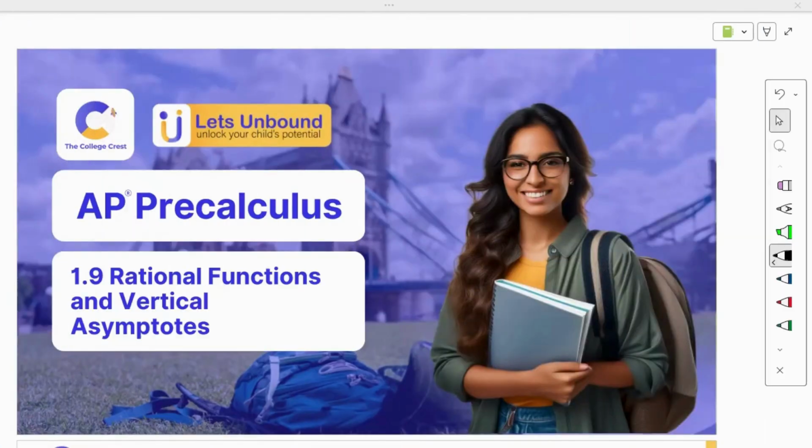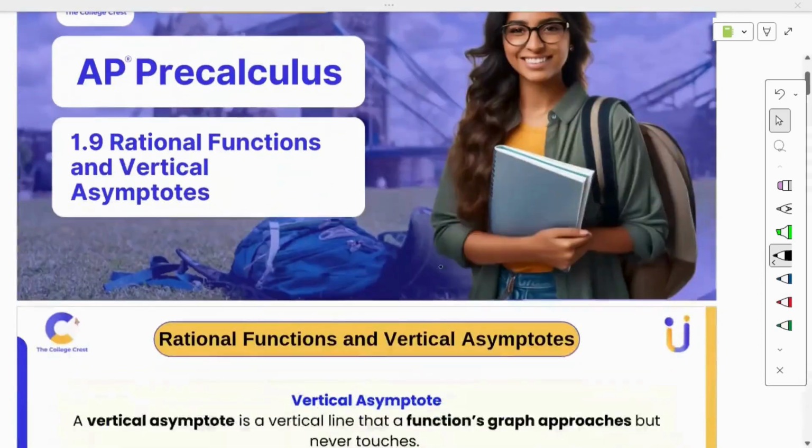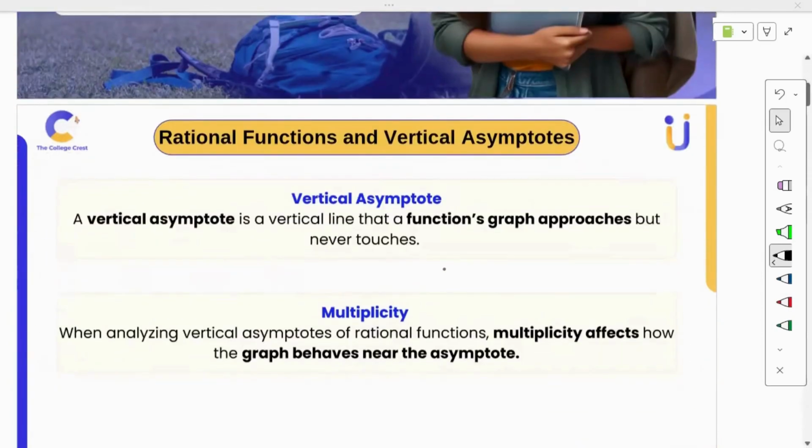Yes, we are in the 1.9 subtopic of AP Precalculus, which is rational functions and vertical asymptotes. In this rational function series, we have learned many things, how to find the domain, then poles, and now vertical asymptotes. So do watch the video from the beginning till the end. Let's do this. What is a vertical asymptote?